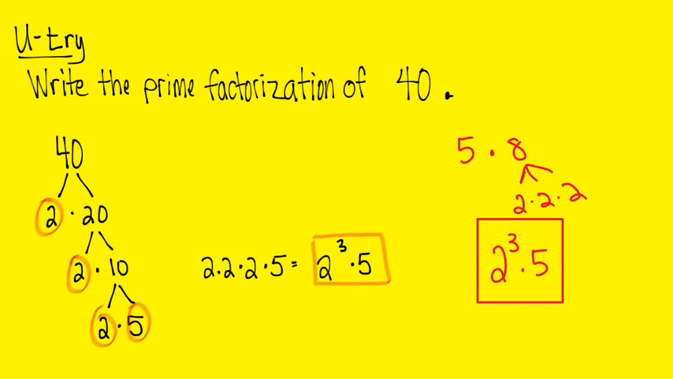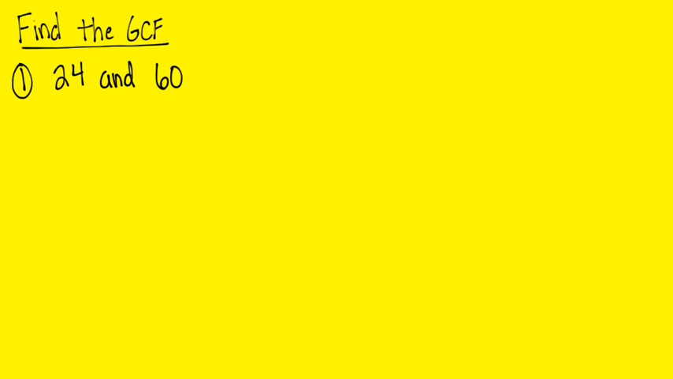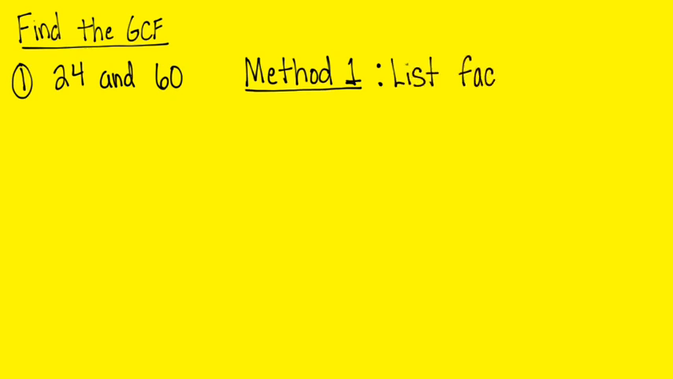Now, why are we learning prime factorization? Because it's good to know the things that make up numbers so that we can find things that are in common of 2 different numbers. We call this common factors, right? If I look at the common factors of 24 and 60, well, I could list them all out, right? The first method would be to list them all out.